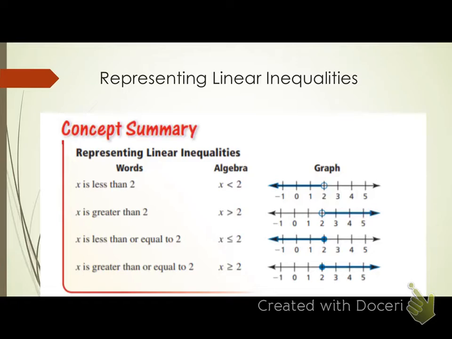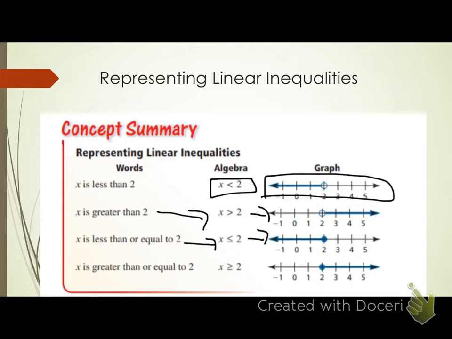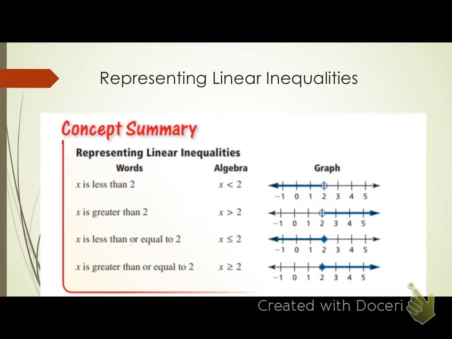Here's just a quick concept summary representing linear inequalities. It has multiple examples where it's the words written out, the algebraic form of those words, and the graph form of those words. So x is less than 2 is this inequality with this graph, and so on and so forth. You guys can all read that for yourselves and see what that looks like. Once again, if you have any questions, please let me know. I should be available pretty much all day, I would assume, for questions.